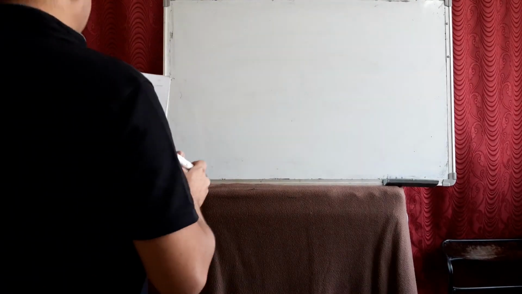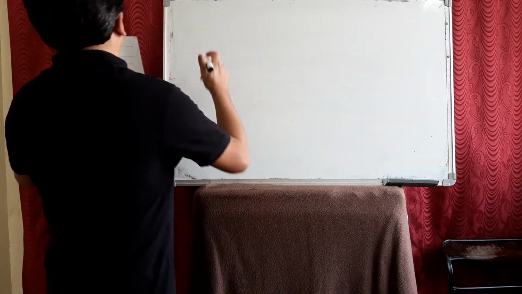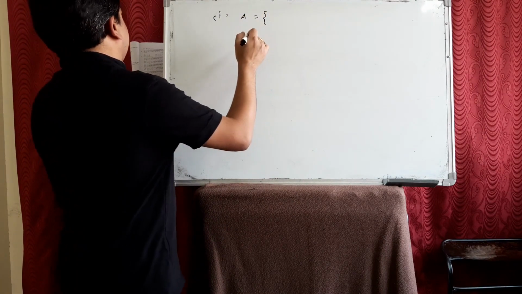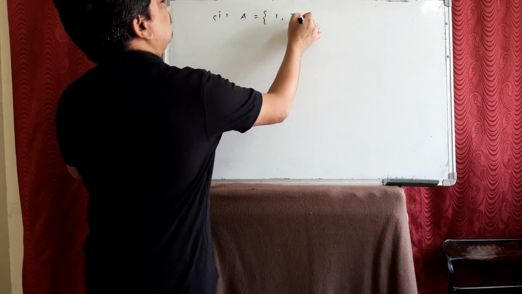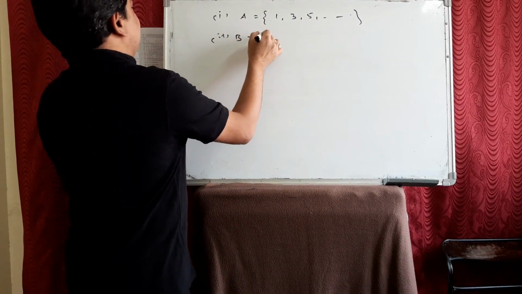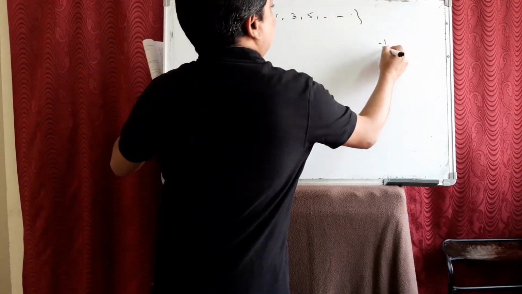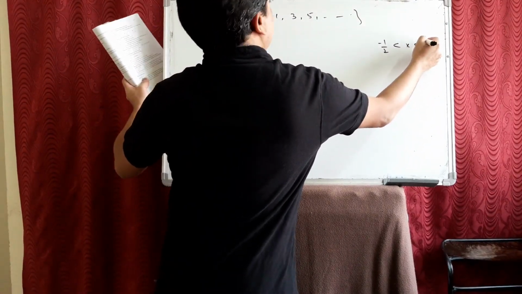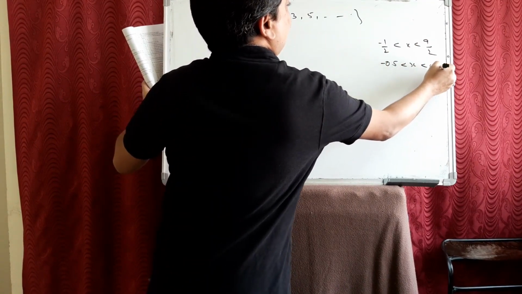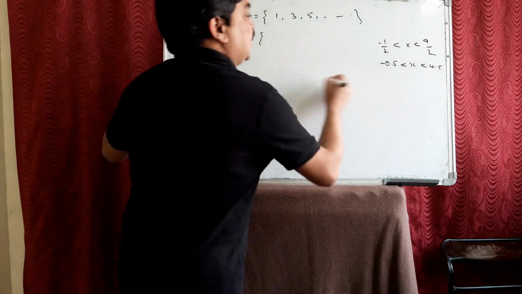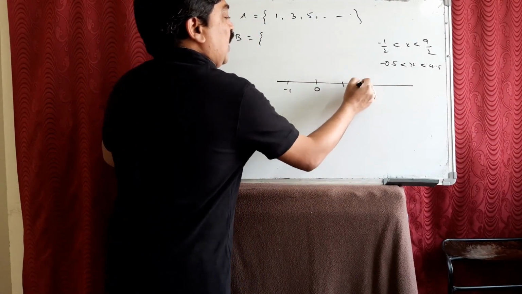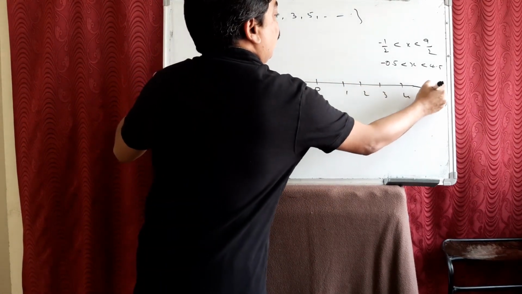See, in the fifth question, again you are asked to write in roster form. A: x is an odd natural number. 1, 3, 5, and so on. Second one, B: x is an integer between minus 1 by 2 and 9 by 2. That means minus 0.5 and 4.5. See, let us write the number line. So, 0, minus 1, 1, 2, 3, 4, 5.